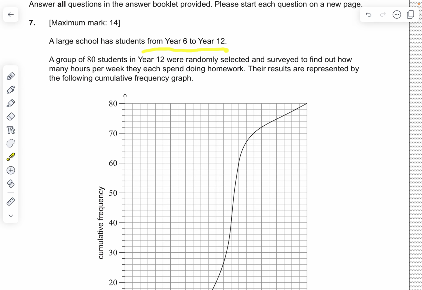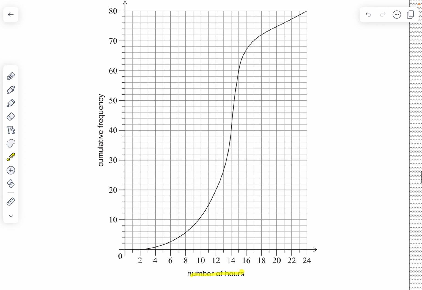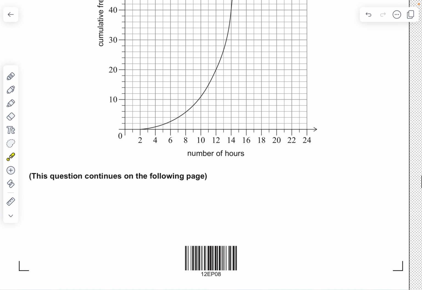A large school, students from year 6 to year 12, there are 80 students in year 12, randomly selected and surveyed to find out how many hours per week they spend doing homework. So we've got a cumulative frequency chart, and the number of hours they spend doing homework is here. So these are year 12 results.